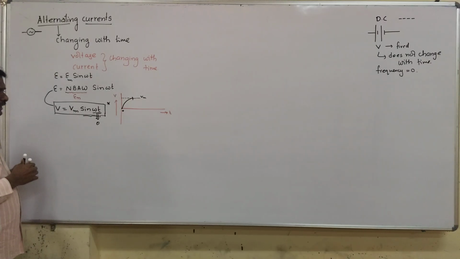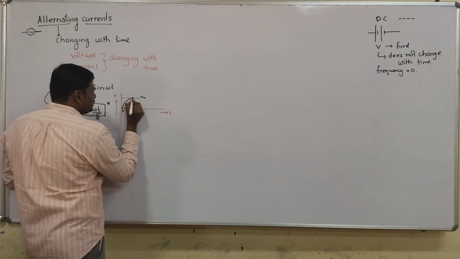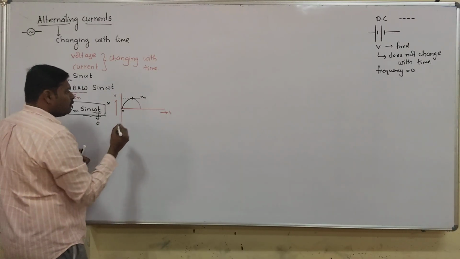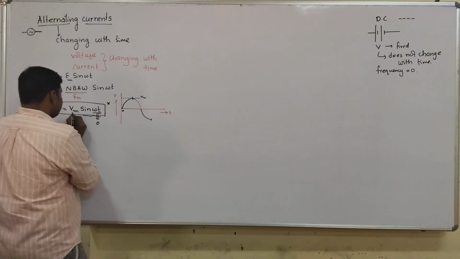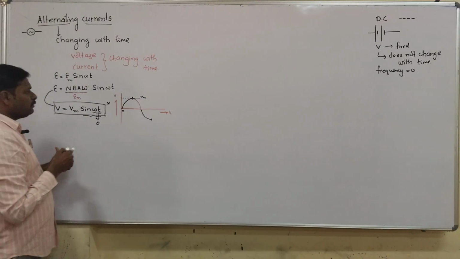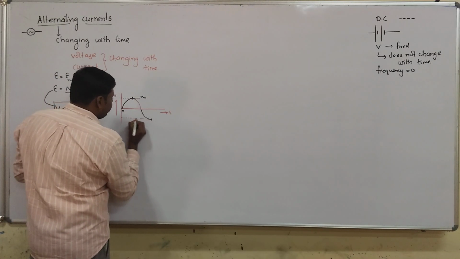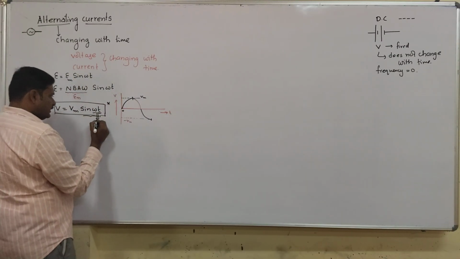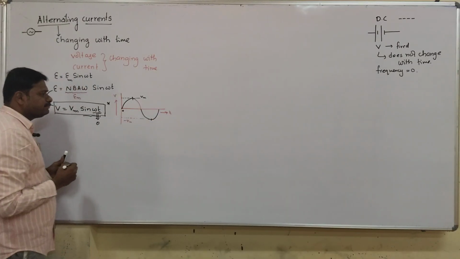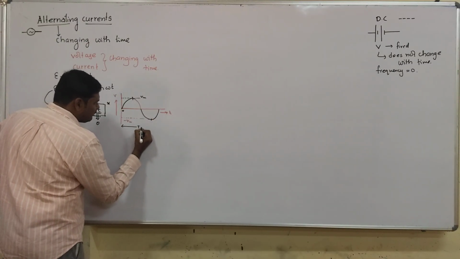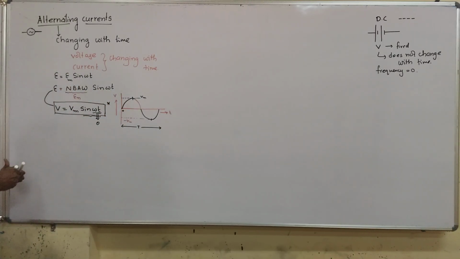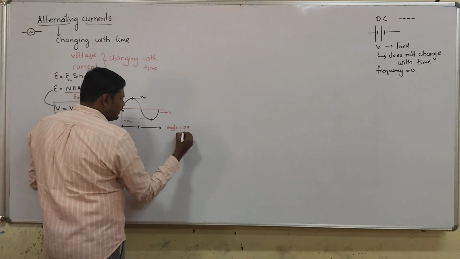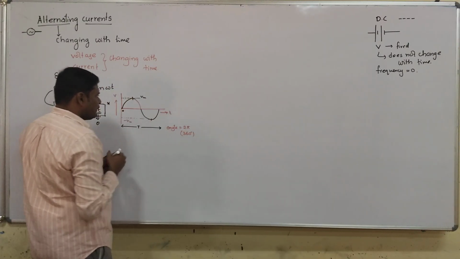Next, add one more 90 degrees, that is 180. Sine 180 is 0. And add one more 90, and you will get the value minus V max. This is equal to minus V max. And again 270 plus 90, 360, and this is the value. So what is the equivalent angle for the time period? The angle is equal to 2 pi radians or 360 degrees.